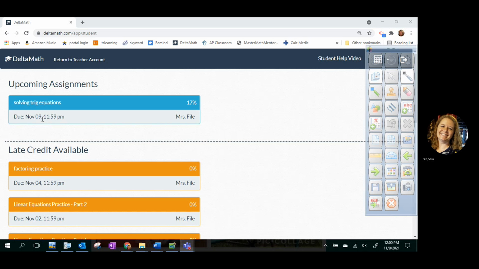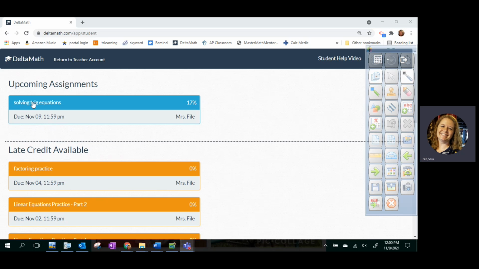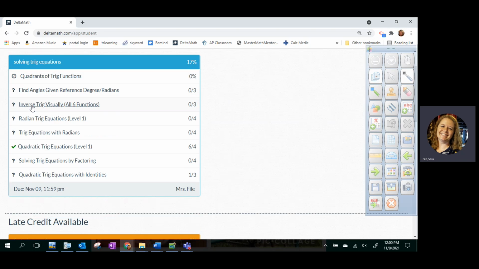Okay, remember these 4 under late credit are still open as well. The trig identities from a few weeks ago is at 50% credit right now. And then all of these other 3 from last week and the previous week are 75% credit. All right, so in the solving trig equations, the questions most people have had for me today have been from these last 3 sections.